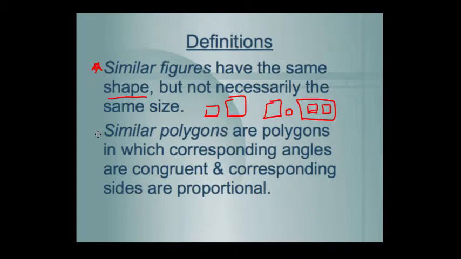Now, another important definition is the definition for similar polygons. You already know what a polygon is. It's a shape with multiple sides. Similar polygons are polygons in which the corresponding angles are congruent. Congruent means same. And corresponding sides, an important term, corresponding sides are proportional. In order to really discuss proportional, you have to see it with your own eyes.